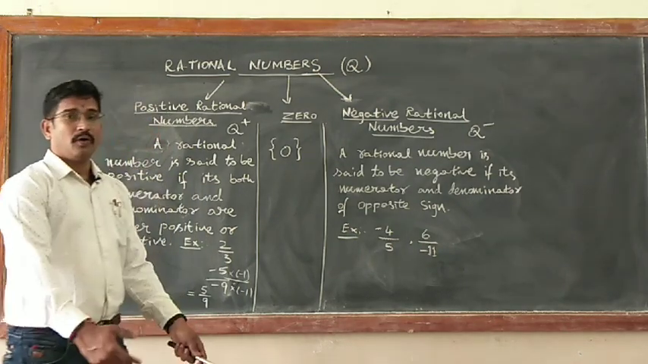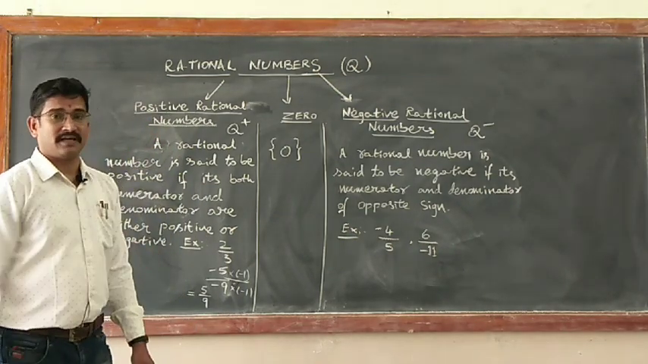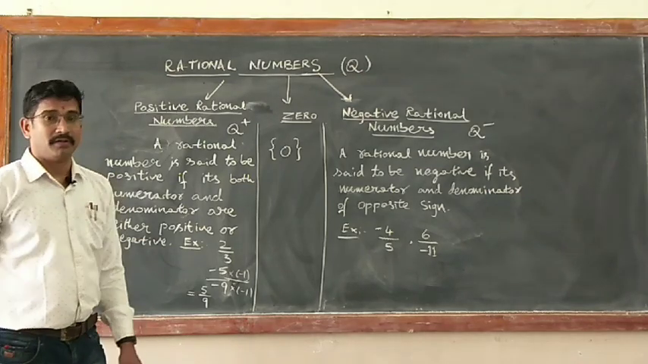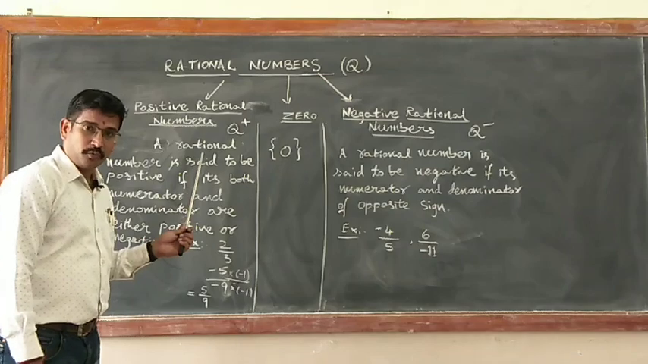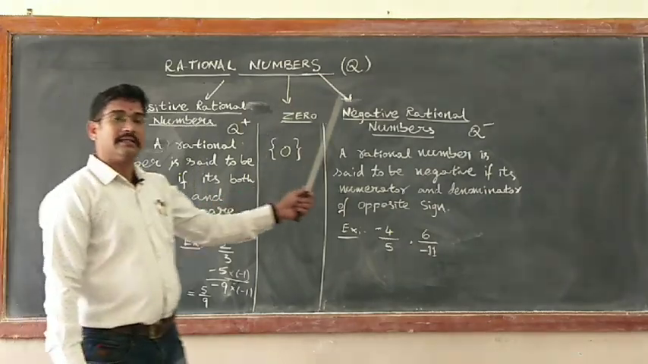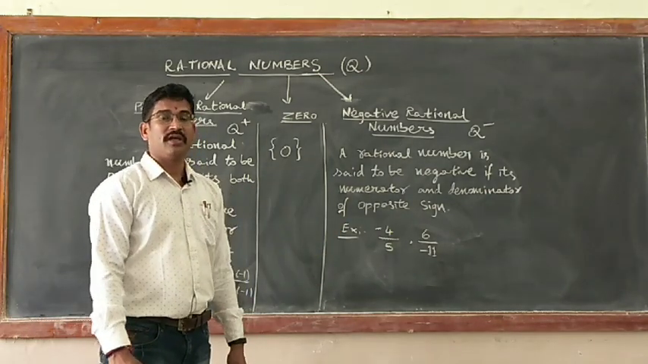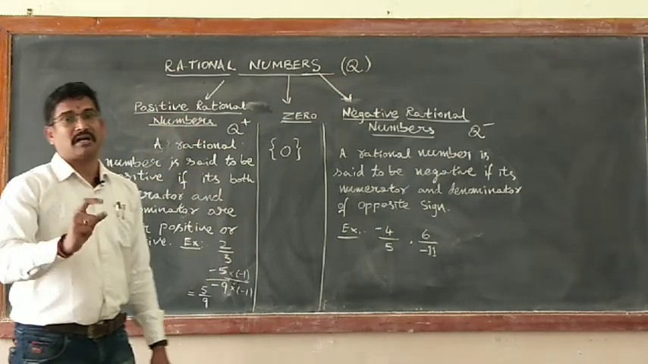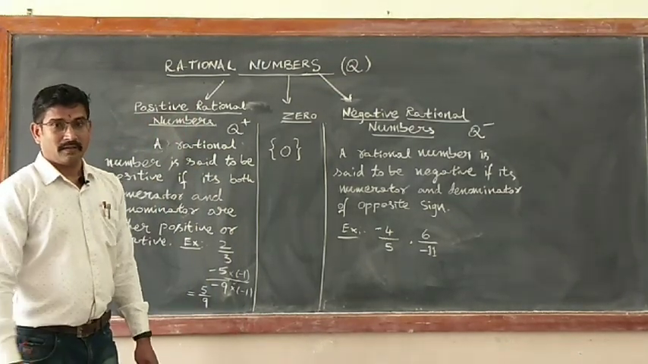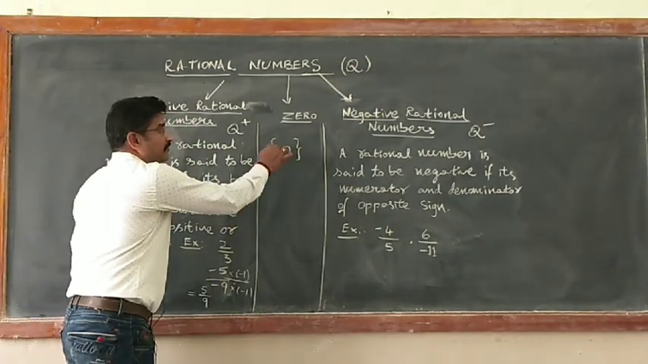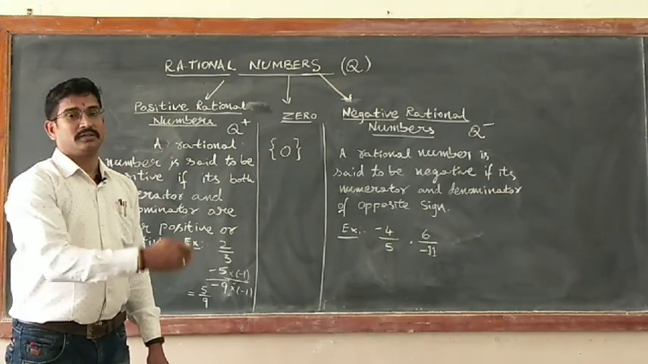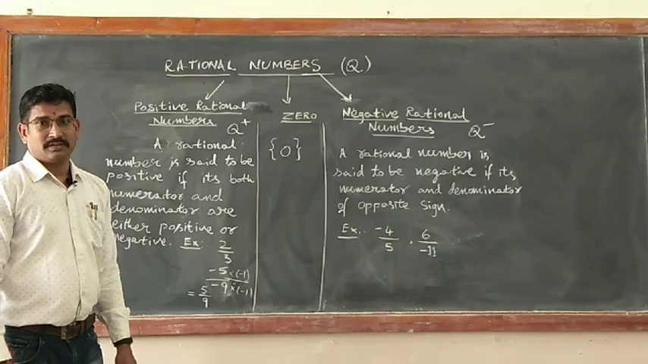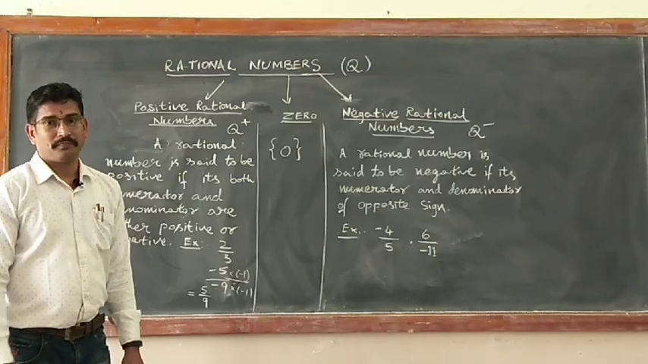Next, we have in the rational number set one special number, that is 0, which is neither positive nor negative in nature. So, that is why it is the third type of rational number set. It is mainly written as a singleton set {0}, called the third type of rational number.